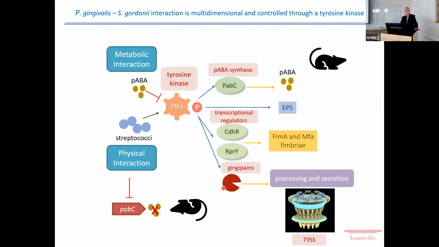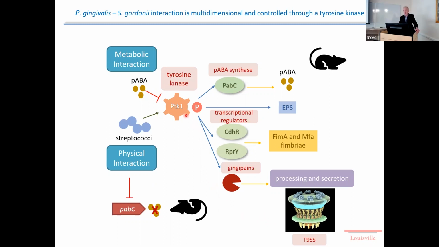It turns out gingipains don't get properly processed and secreted if they're not phosphorylated. They're not tyrosine phosphorylated. The tyrosine kinase phosphorylates the gingipains. Gingipains go through the type 9 secretion system, get processed and secreted, and can degrade substrates, host substrates, outside the cell. That was a pretty clear link between PABA and virulence.